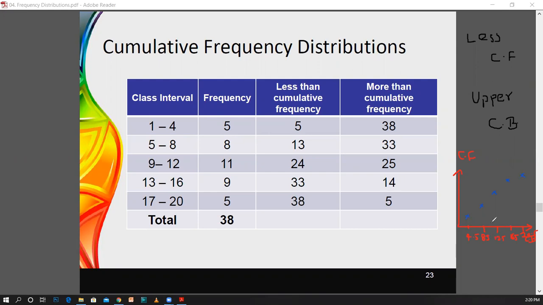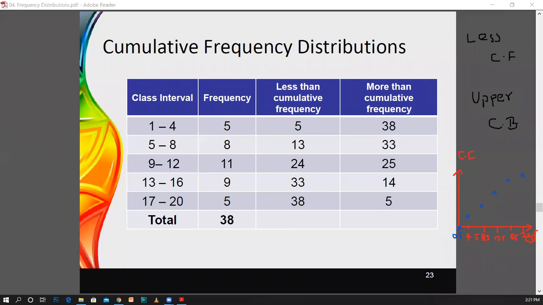And once you mark these, you have to connect them in a freehand way. It is quite like a curve. It is not a polygon. Therefore, you are not using lines. You are using freehand sketching to join or connect these points. And then here you are having the upper class boundary. And for the very first, you have to draw the lower class boundary also here, and the lower class boundary says that the value is equal to 0.